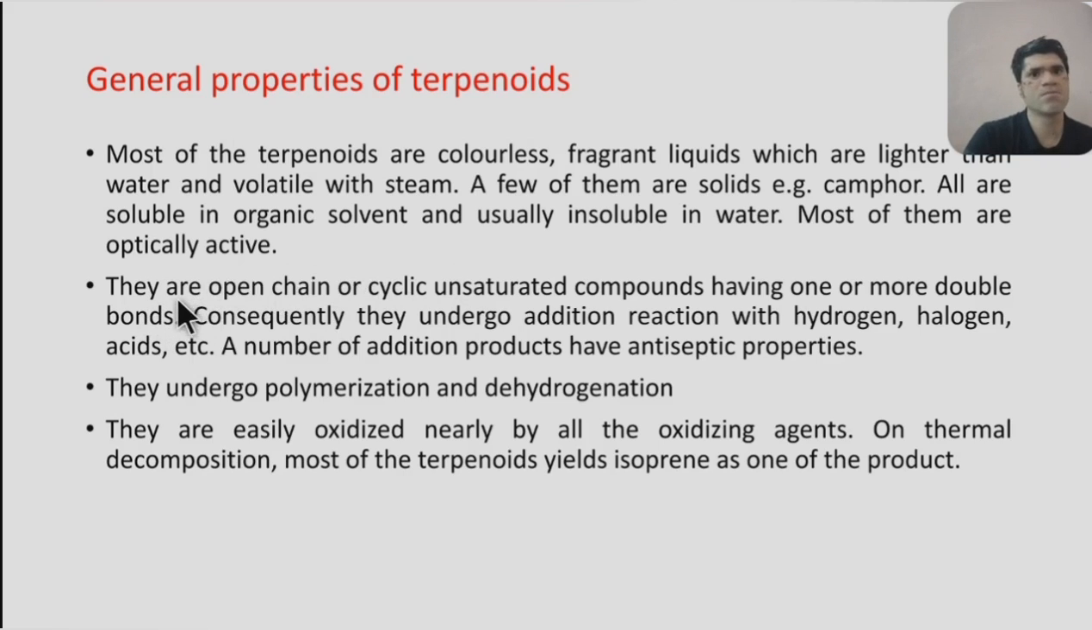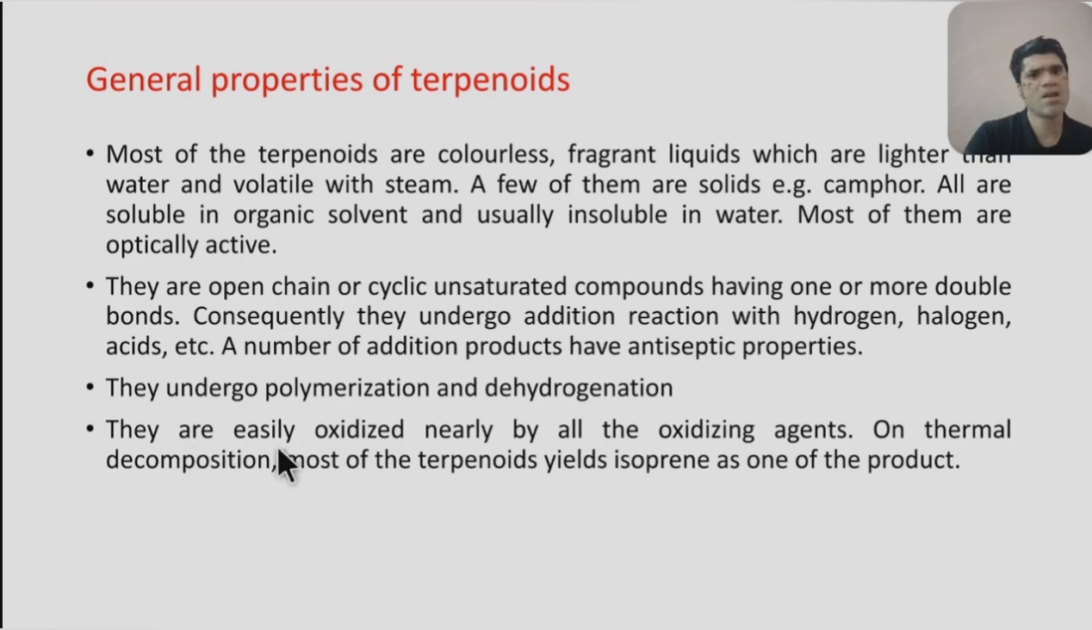Next property: they are open chain or cyclic unsaturated compounds. Terpenes can be open chain or cyclic, and they are all unsaturated compounds. They have one or more double bonds, so they show the properties of the double bond, that is, they undergo addition reactions like hydrogenation, halogenation, etc. A number of addition products have antiseptic property. Similarly, they also show polymerization and dehydrogenation properties.